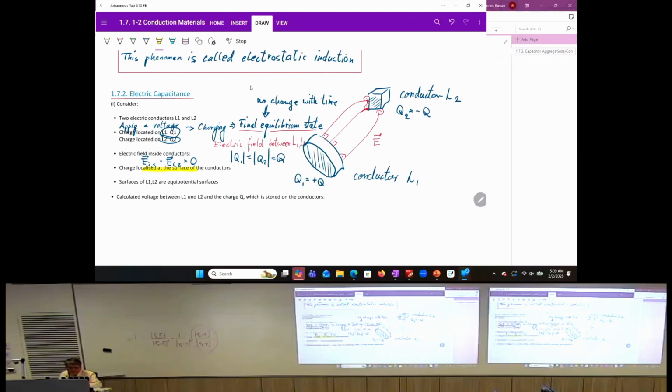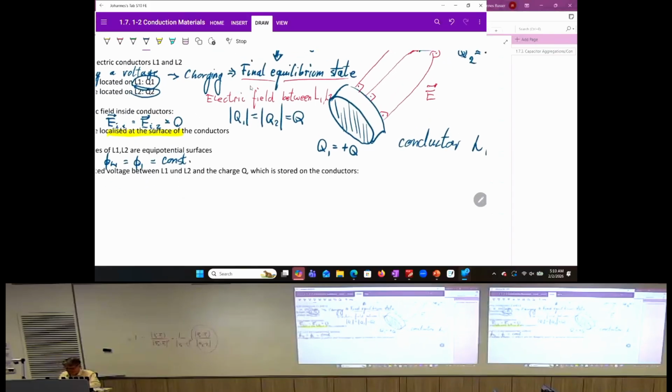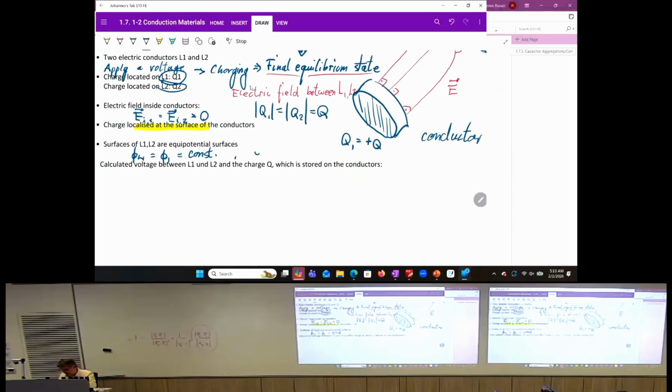And these surfaces, these are equipotential surfaces. That means not only the surface, but the entire conductor has a constant potential. So the potential at the conductor 1 is called phi 1 and is constant. The potential at the conductor 2 is phi 2 and is also constant. They're not the same, phi 1 and phi 2, but they're both constants.